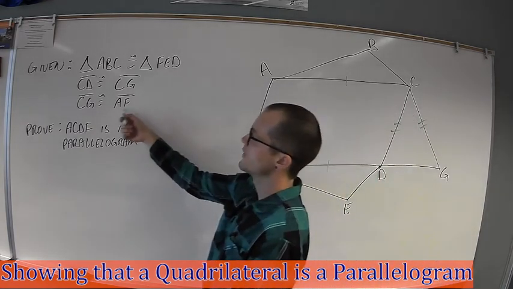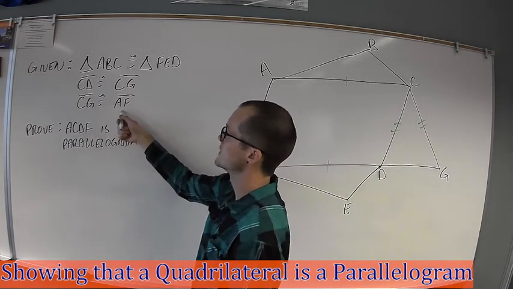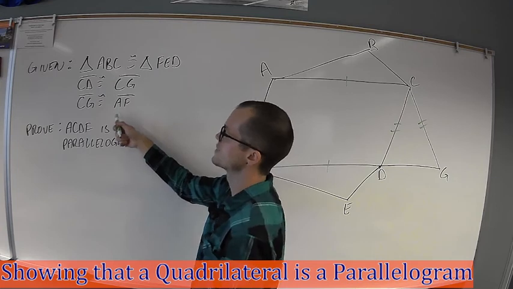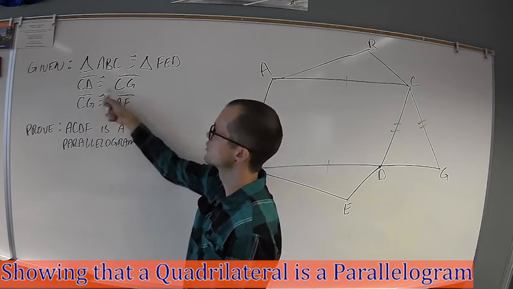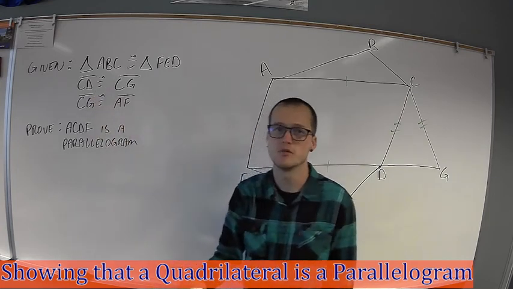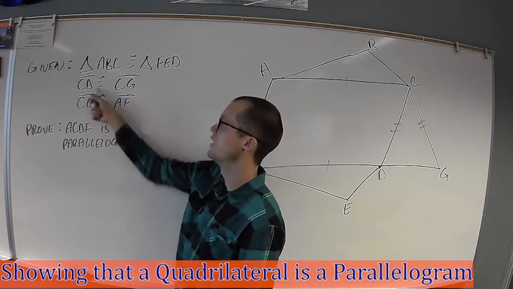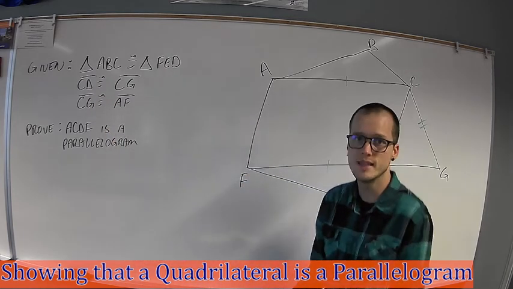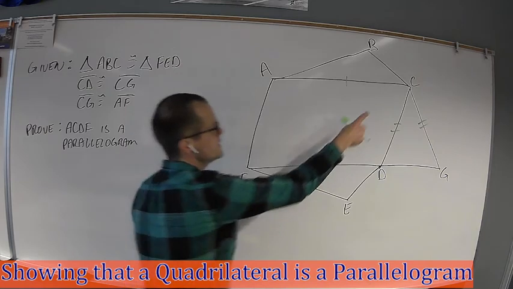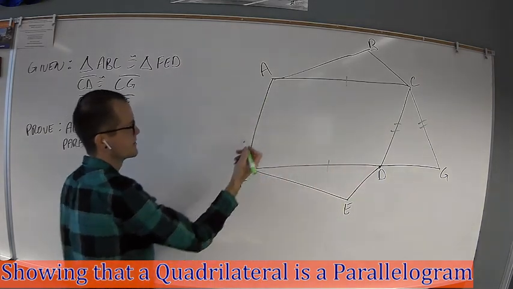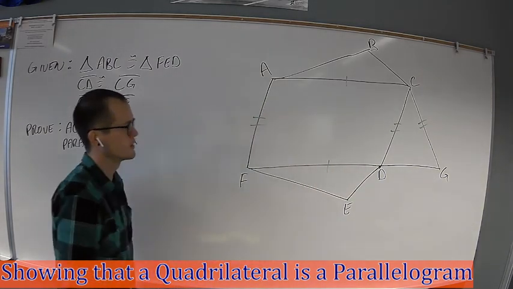The last piece of given information is we know that CG is congruent to AF. Oh, that's interesting, because we know that CG is also congruent to CD. So the transitive property would say that CD and AF are congruent to one another. Let's see if that helps us. So CD and AF, nice, that's good news. Those are congruent to one another.